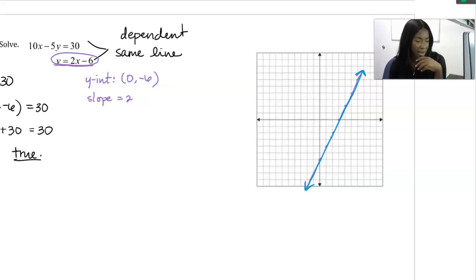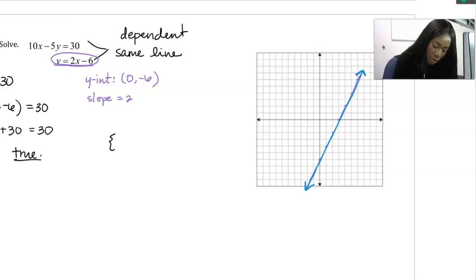So now how do we write our solution when we have two lines that are the same? Remember, our solution is where the lines intersect. These lines intersect in infinitely many places. Any point on the line is going to be a solution. Any point on the line. So I need to generate a set of all the points on the line.